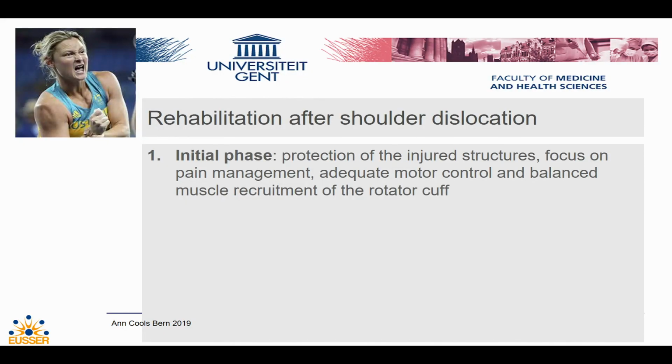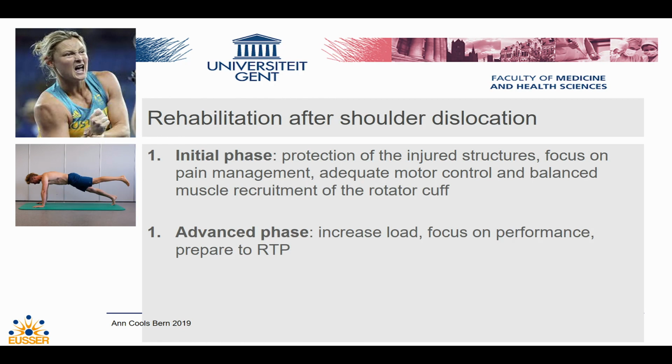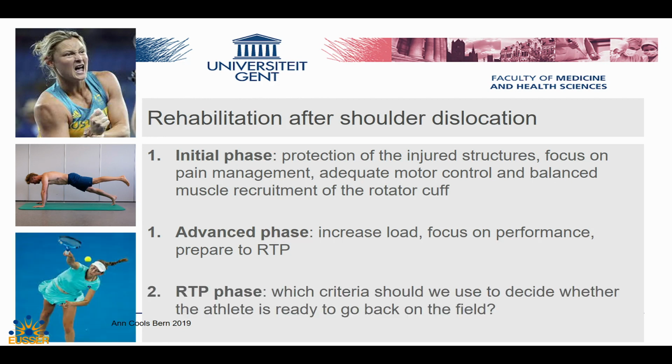Now, traditionally, the rehabilitation after a shoulder dislocation occurs in three stages. First, we have the initial phase, where we have to protect the structures that are injured. We have to focus on pain management. We have to focus on adequate motor control and balanced muscle recruitment of the rotator cuff. And then we go to the advanced phase, where we increase the load, we focus on performance, and we prepare the athlete to return to play. And then finally, we have the return to play phase, in which the big question is, which criteria should we use to decide whether the athlete is ready to go back on the field, combined with high performance exercises. And I'm sure that when the postoperative treatment is discussed, these three phases will be part of the talk.